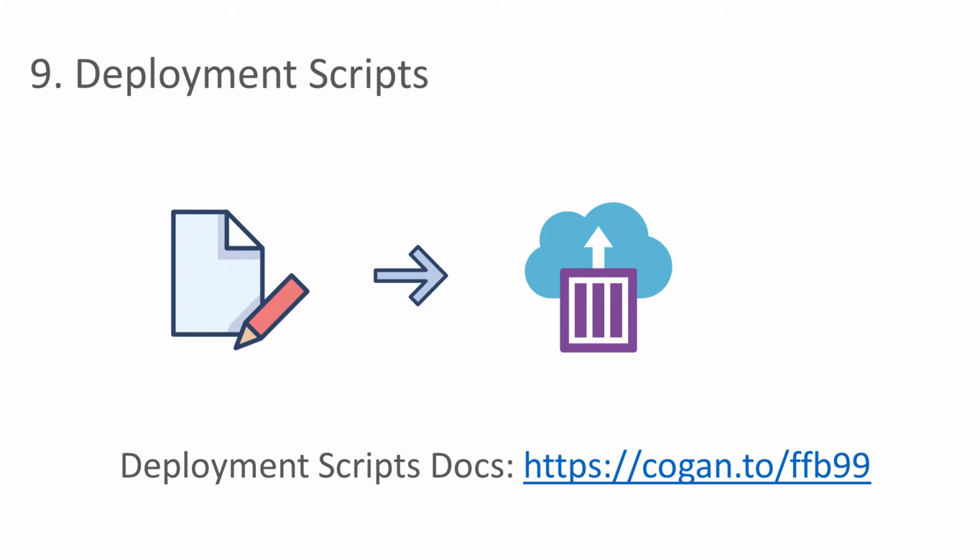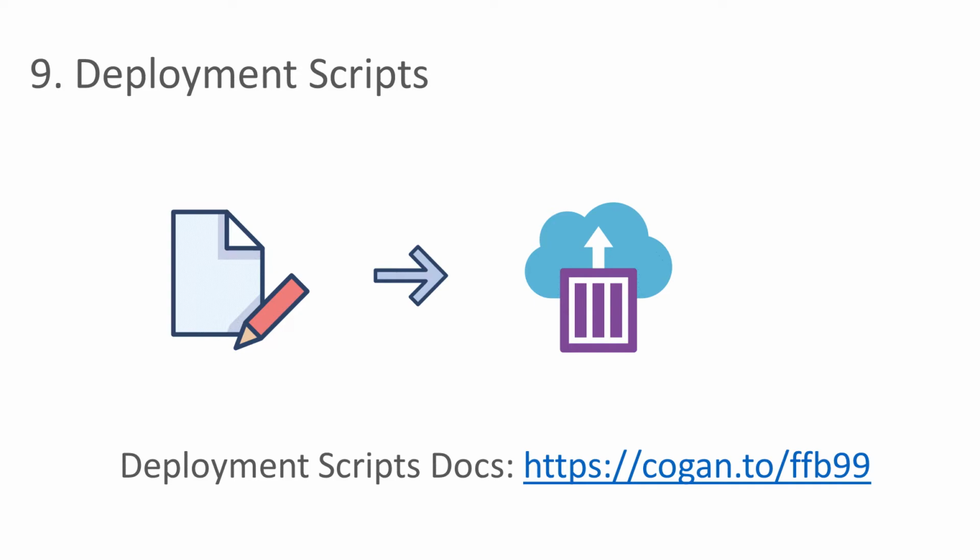So the first one is deployment scripts. This feature allows you to run scripts within your deployment. So you can run either PowerShell or CLI. And so this is a feature that people have been asking for a long time. So ideally, if you're writing ARM templates, you want to deploy everything declaratively using the actual ARM template resources. In an ideal world, that would be all we did.